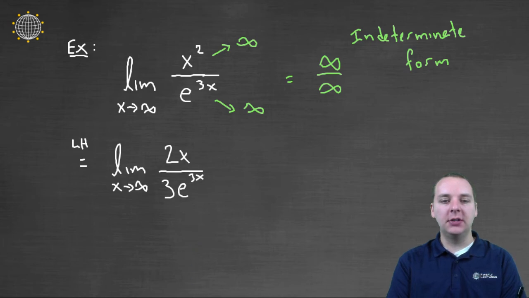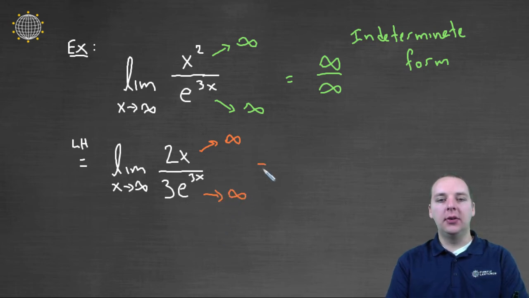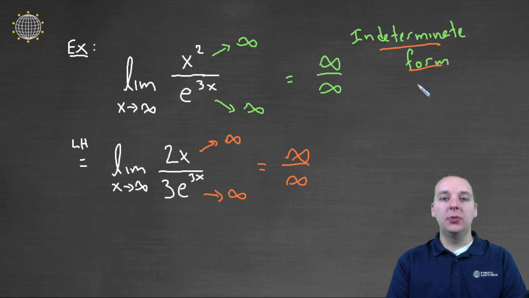Let's see. I'll change colors here to differentiate it from the green. As x goes to infinity, I think it's pretty clear that 2x will also go to infinity. And the denominator, again, unfortunately, is exponential growth, so that's going to go to infinity as well. We get another infinity over infinity, so that's another indeterminate form. And so what do we do now? We haven't seen one like this yet.